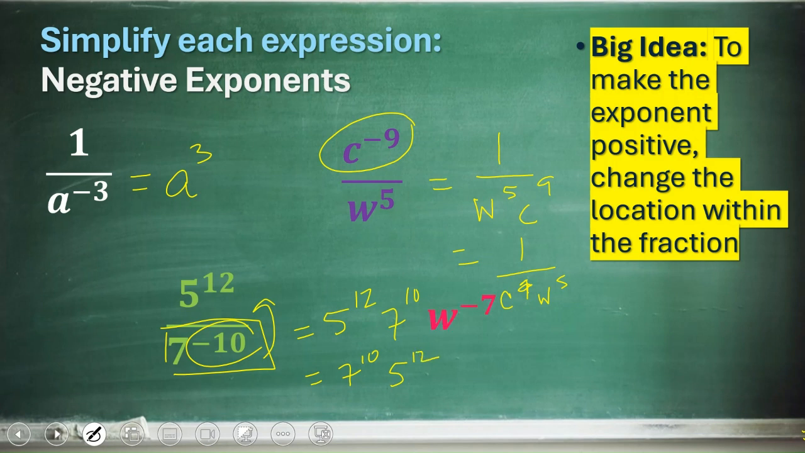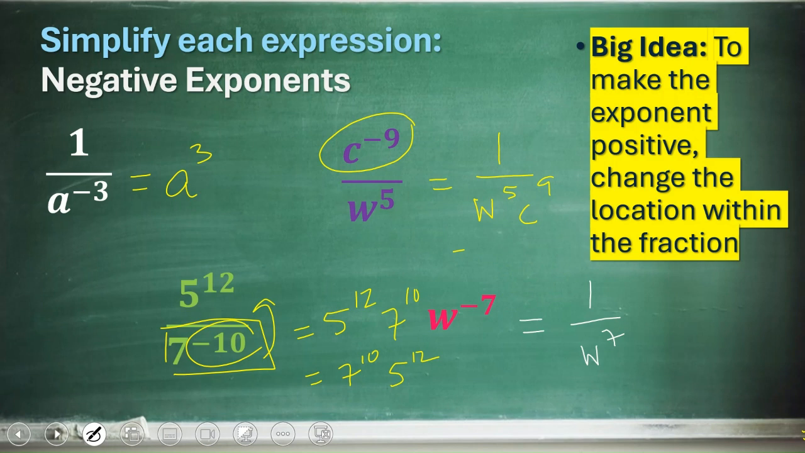All right, and last but not least, I need to do a little erasing here. We have w to the power of negative 7. This is currently in the numerator, so I'm going to write a 1, and I am going to drop this w to the negative 7 to the denominator, and when I do that, the 7 becomes positive.